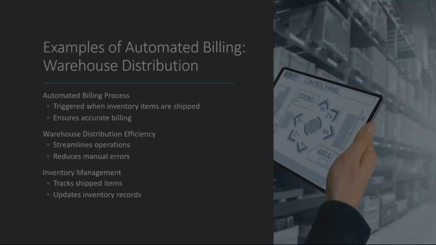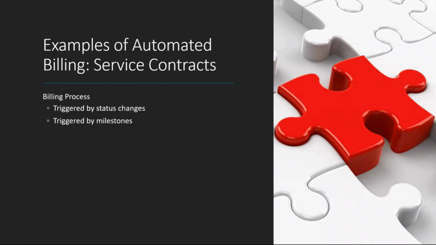We'll go through some examples of automated billing. So service contracts are a big one. The biggest example we can think of in this area would be construction contracts or landscaping contracts that are triggered by status changes, event changes, milestones that are getting met within your contract.